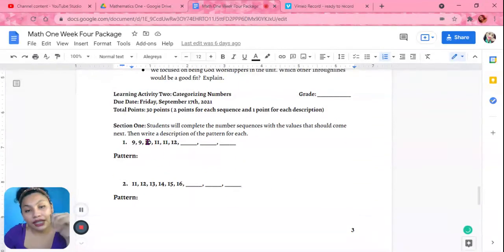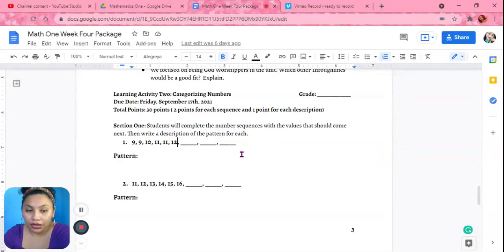And then now the second activity. This activity is basically you completing the pattern. So you have 9, 9, 10, 11, 11, 12, and you have to write the three missing numbers, right? So you are going to look at the pattern, you're going to find what is happening in this pattern, and then you're going to find the missing numbers.